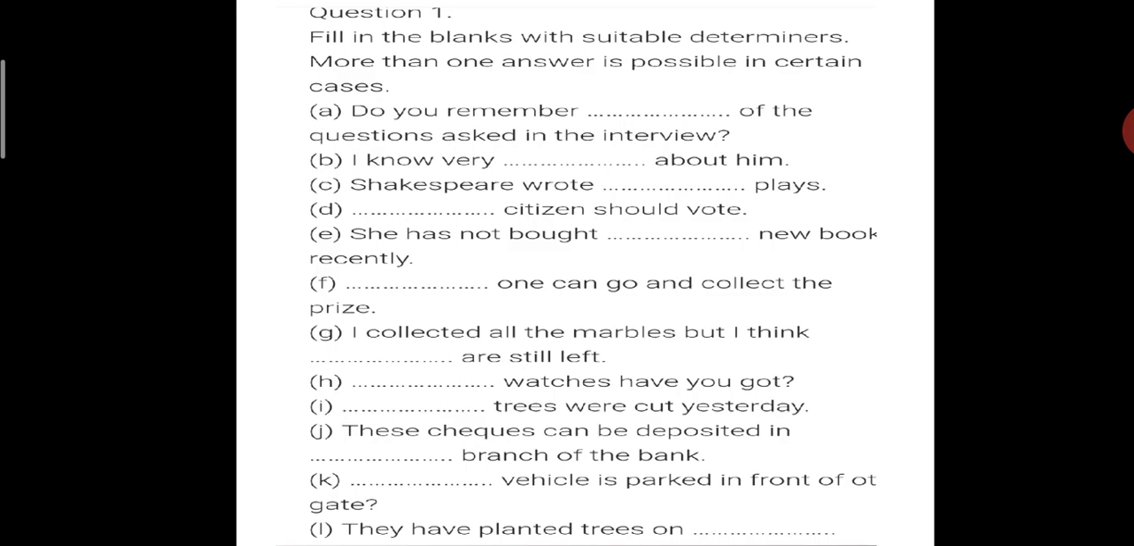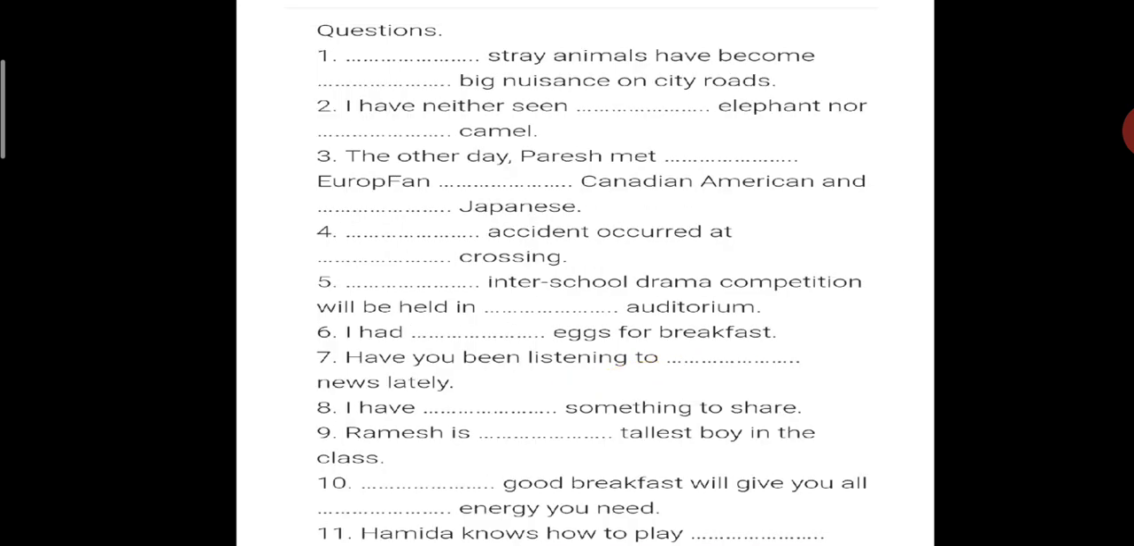Now some fill in the blanks are given. You have to do this in your homework copy. This is practice for the exam. Revise the portions which are given, and there is one more exercise also given. There are two exercises given. Try to do these exercises.